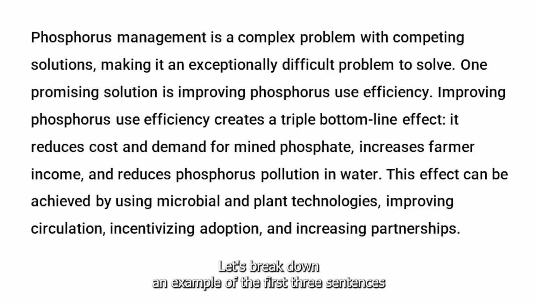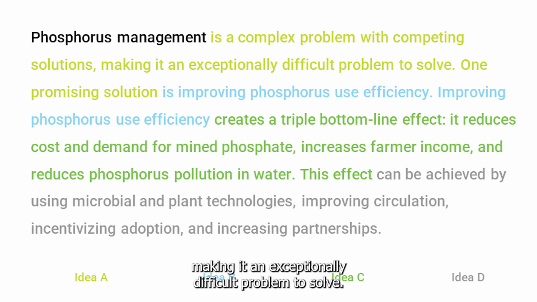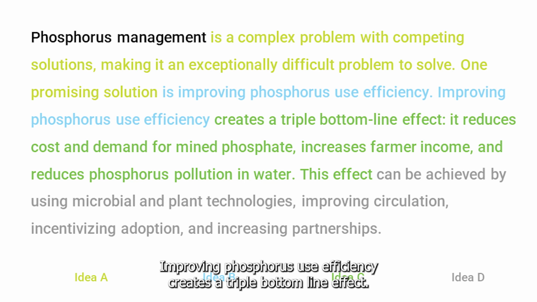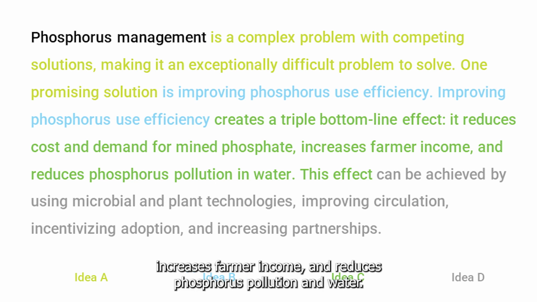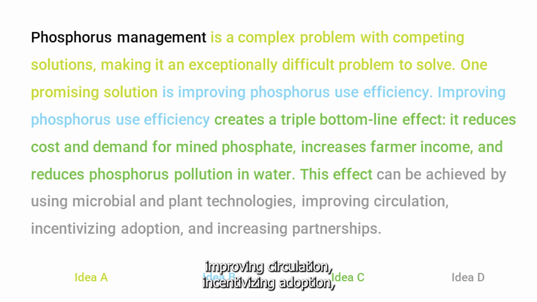Let's break down an example of the first 3 sentences of this paragraph to show you what this looks like. Phosphorus management is a complex problem with competing solutions, making it an exceptionally difficult problem to solve. One promising solution is improving phosphorus use efficiency. Improving phosphorus use efficiency creates a triple bottom line effect. It reduces cost and demand for mined phosphate, increases farmer income, and reduces phosphorus pollution in water. This effect can be achieved by using microbial and plant technologies, improving circulation, incentivizing adoption, and increasing partnerships.